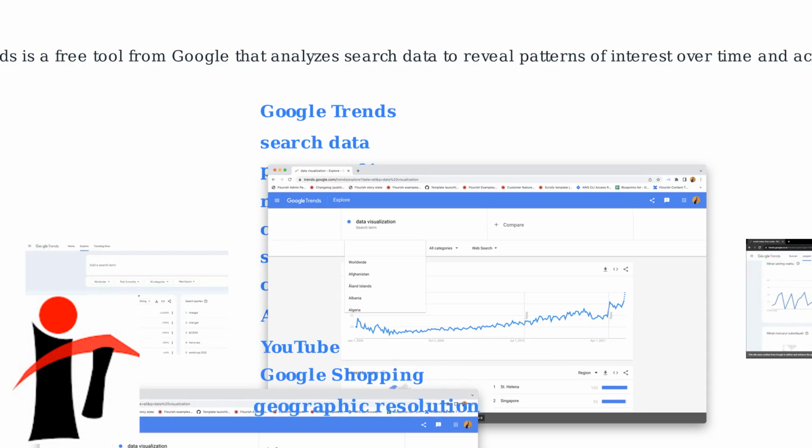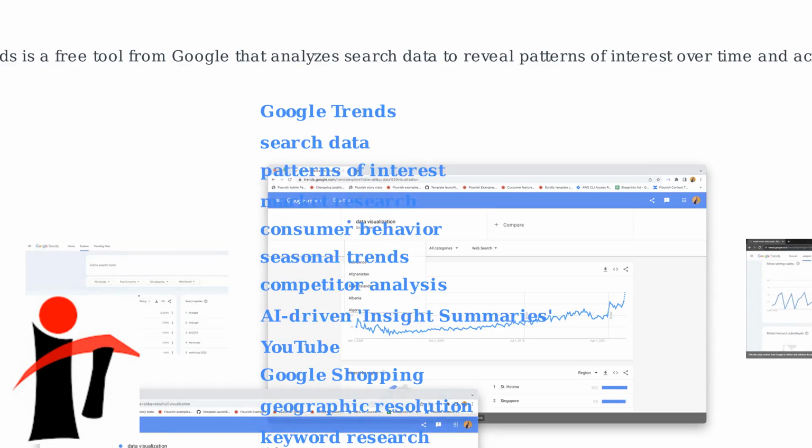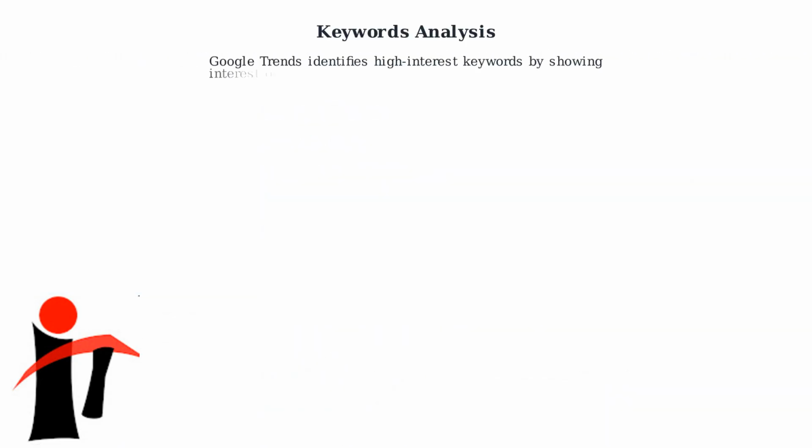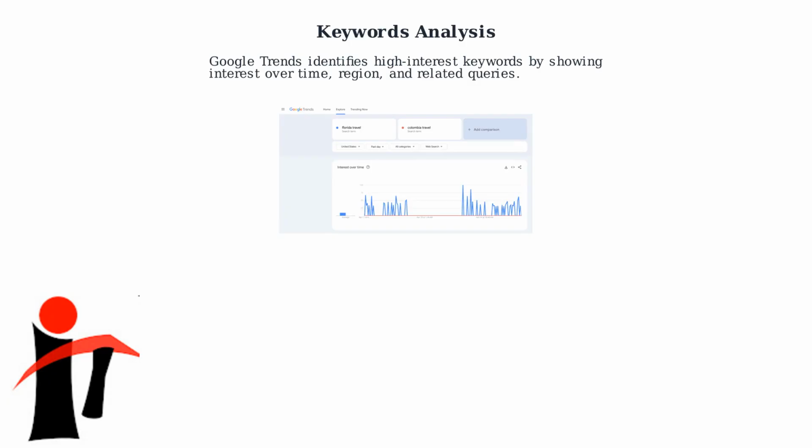Improved geographic resolution down to city levels enhances regional analysis. Understanding how to leverage these features for keyword research, seasonality analysis, and competitor insights is crucial for effective market research. Google Trends helps identify high-interest keywords by displaying search interest over time, across regions, and through related queries.